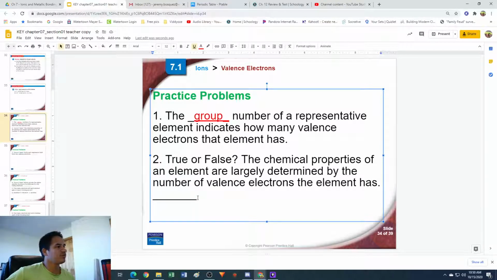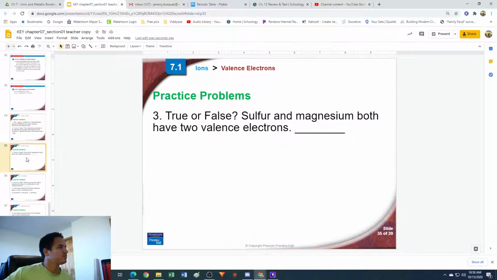All right, number 2, true or false? The chemical properties of an element are largely determined by the number of valence electrons that element has. That is true. The valence electrons pretty much tell you all of the chemical properties that element will have, or the valence electrons are the reason why that element has certain chemical properties. So yes, that is true.